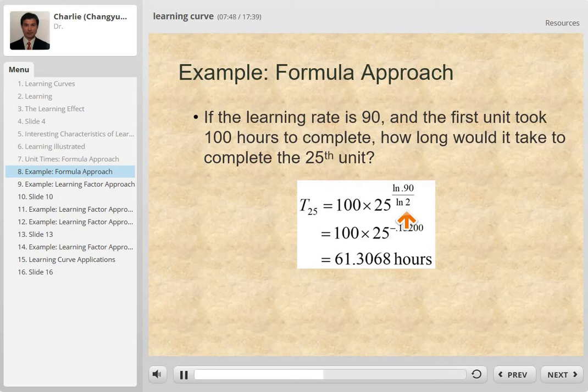Finish this calculation here, okay, we get 61.3 hours. That is the time we need to finish this 25th job. What makes managerial sense is that if we know the time for the first unit and we know the learning rate is 90%, then we can predict the time we need to finish the 25th unit. 26, 27, we can do all of them as long as we plug in numbers in this formula.